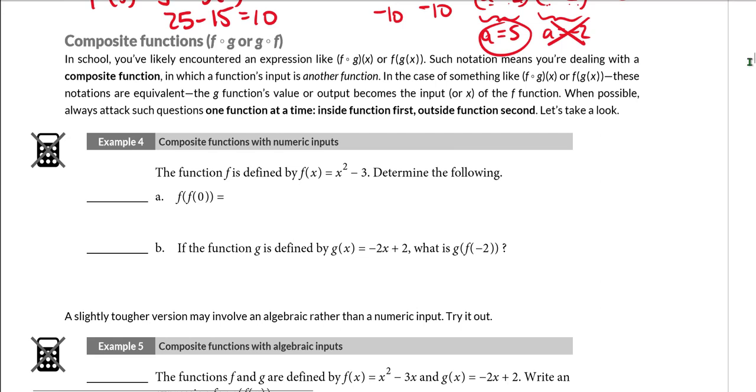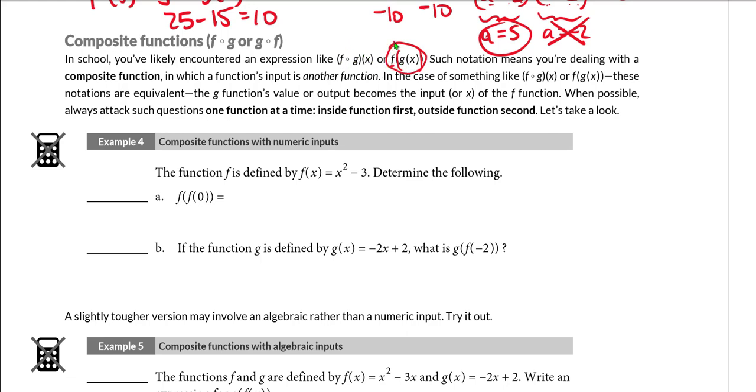In a composite function, what happens is that one function will have another function as its input. So when we look at this first, notice here we've got the f function outside, and then inside the input position of the f function, we have another function, g. So g of x is one function that is the input of another function, f of x.